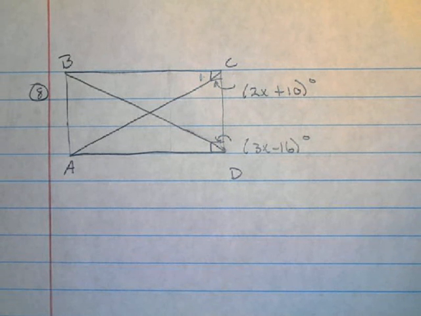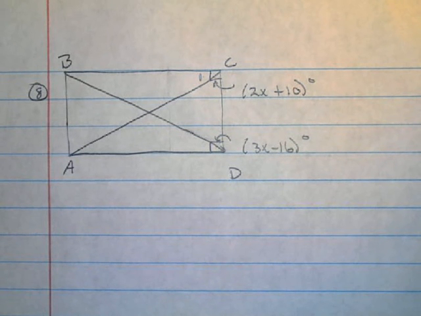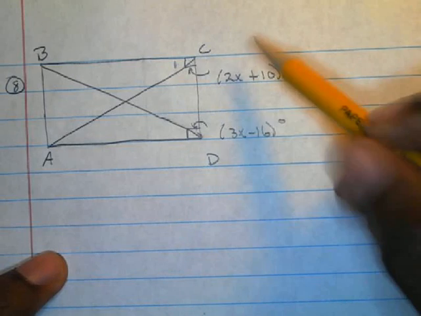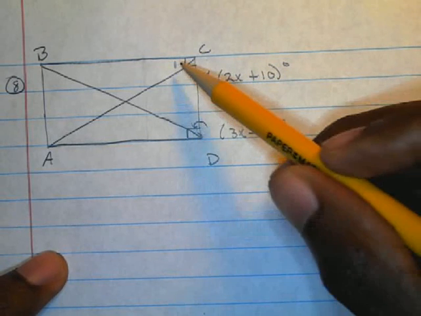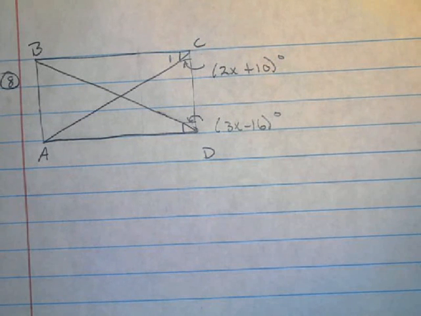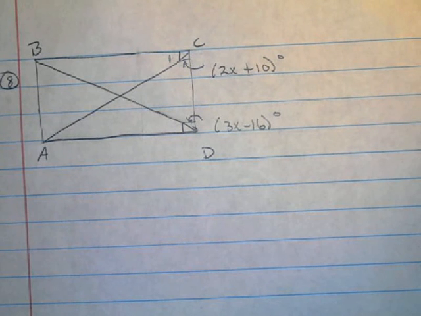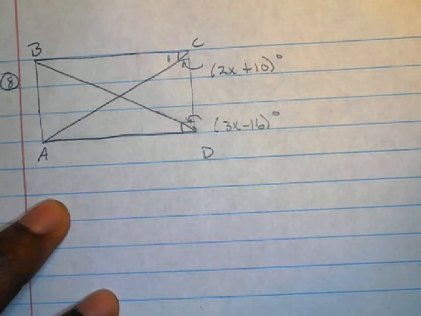Now, in this case, we have to make absolutely sure we know what we're talking about. I cannot stress this enough: know the properties of parallelograms, quadrilaterals, rectangles, rhombi, squares, trapezoids, and kites, because this is what helps you. You have 2x plus 10 degrees, 3x minus 16 degrees, and angle 1. If you don't know the properties, there's no way you can complete this without guessing, and we don't want to guess, we want to be right.